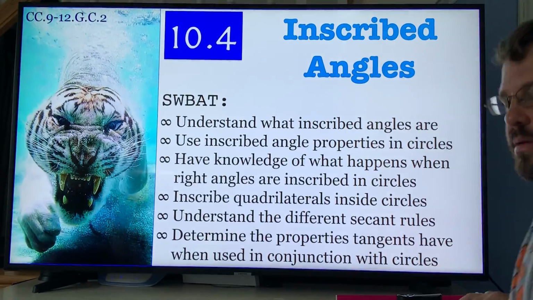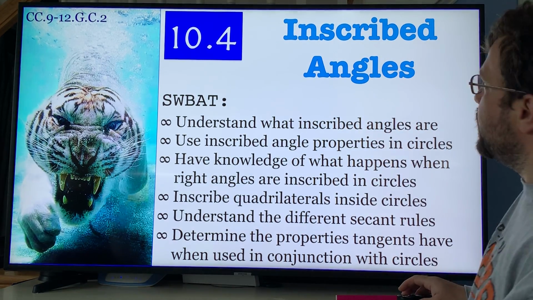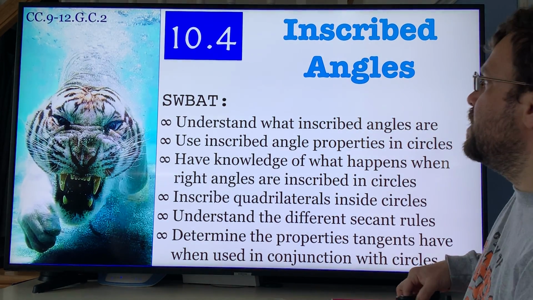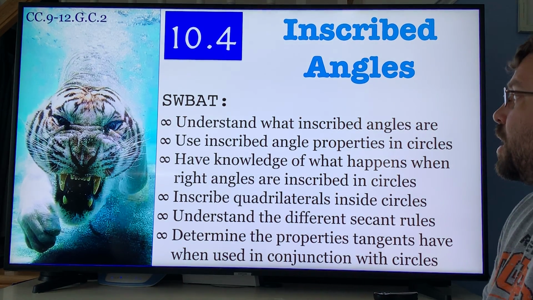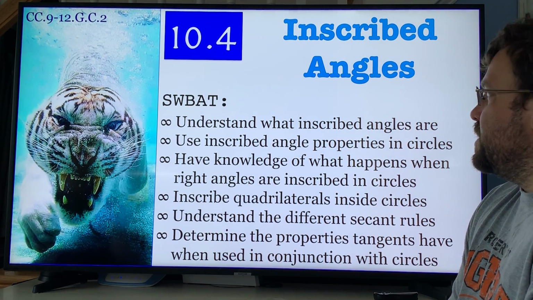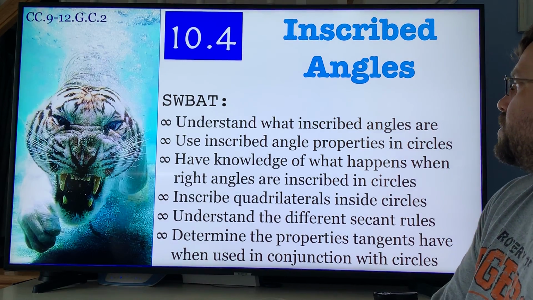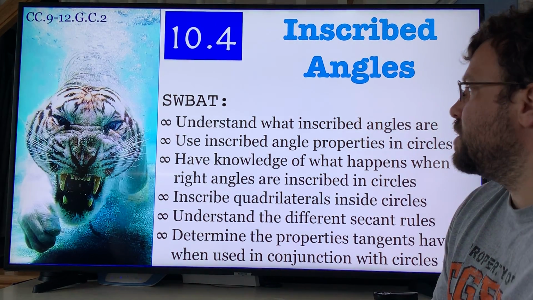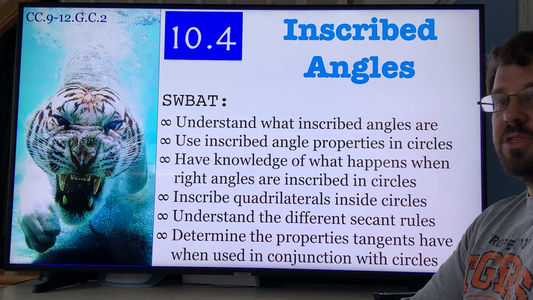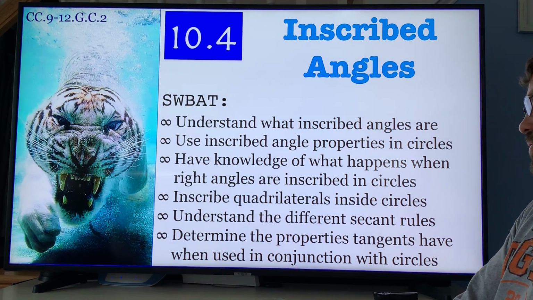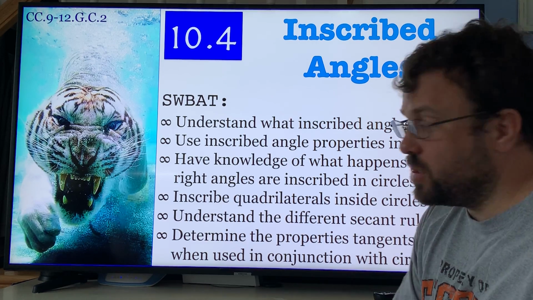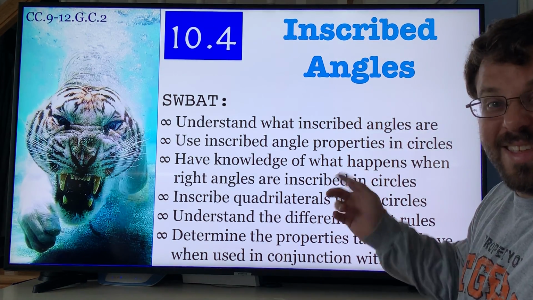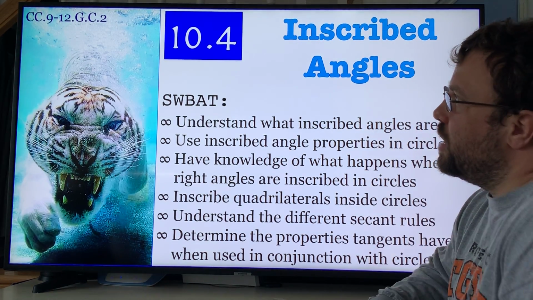Welcome back. Today we're going to be going over inscribed angles. At the end of today's lesson you'll be able to understand what an inscribed angle is, use inscribed angle properties in circles, have knowledge of what happens when right angles are inscribed in circles, inscribe quadrilaterals inside circles, understand the different secant rules, and determine what the properties are of tangents that are used in conjunction with circles. Alright, you got that? Seems like a lot, but really isn't too much.